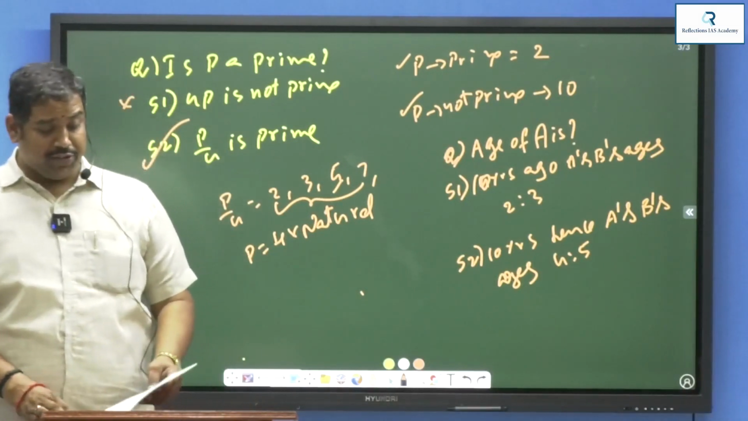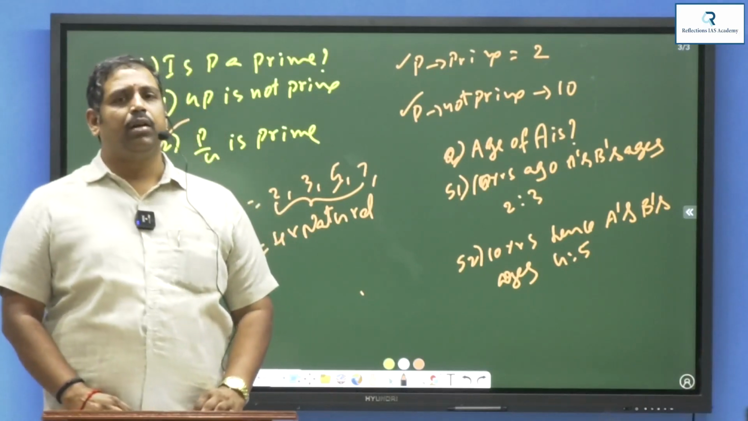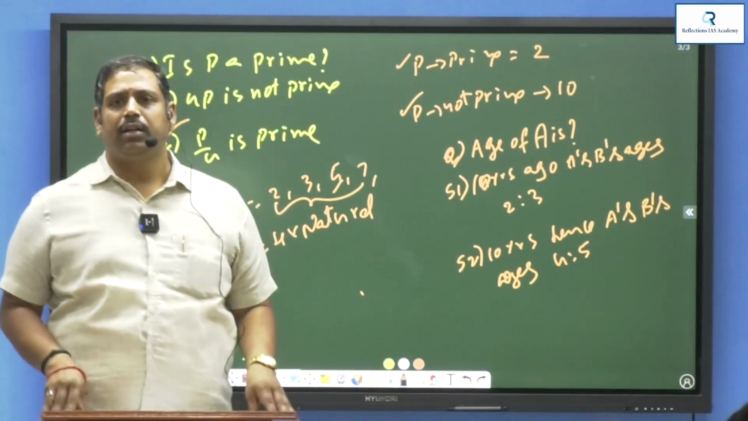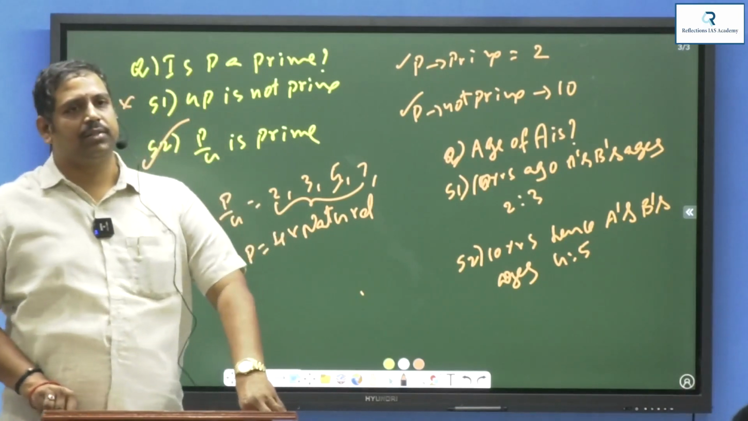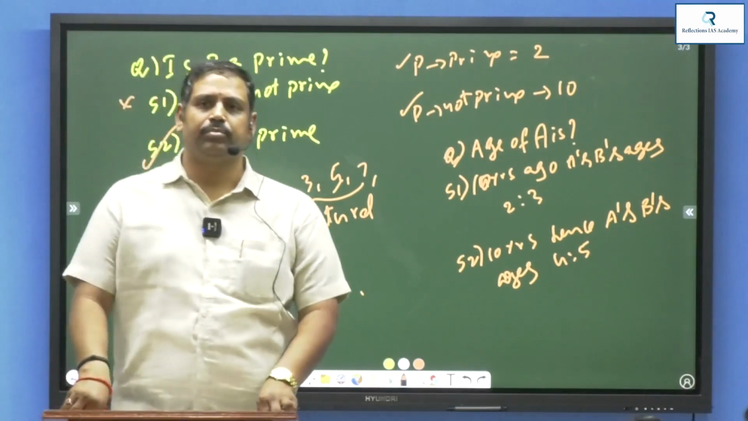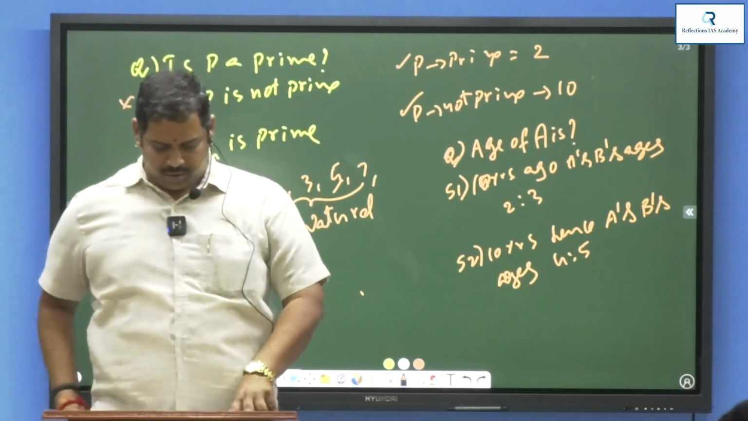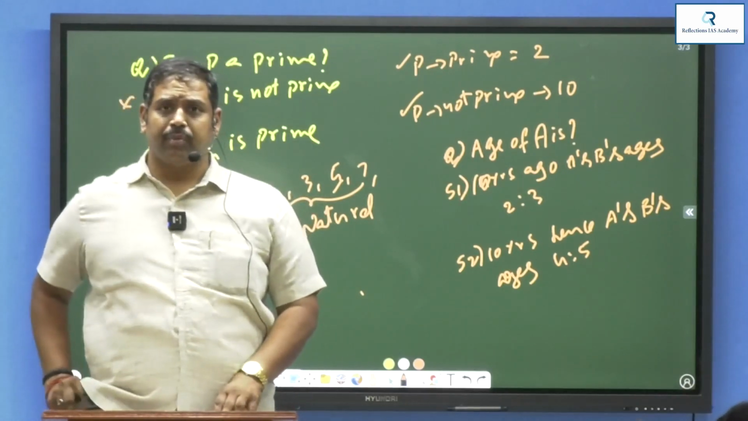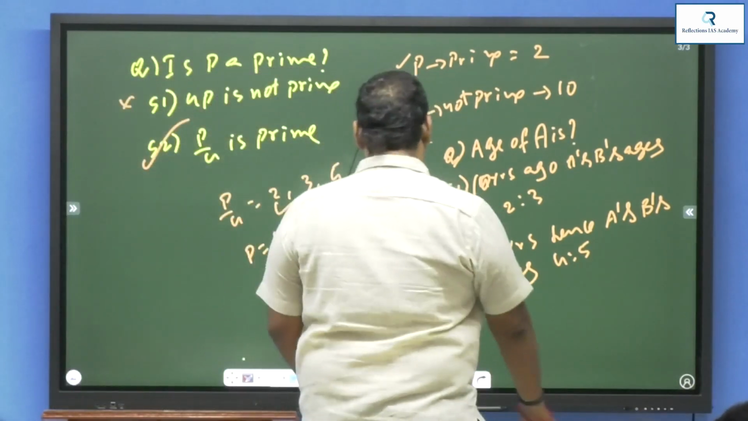Here we have 21 questions. 21 questions means 21 into 1.5, 31.5 minutes. Yeah, got the answer. Can I explain you? Right, good, yeah. So whatever the process that you want, you can go for it.